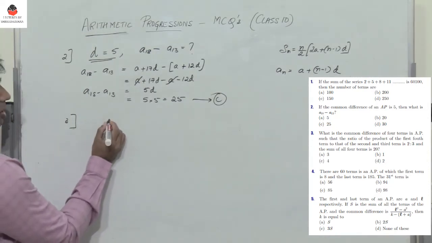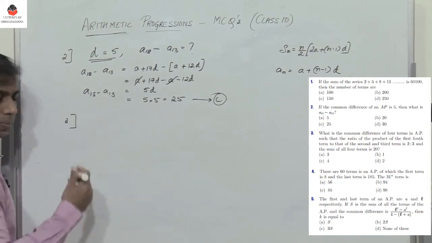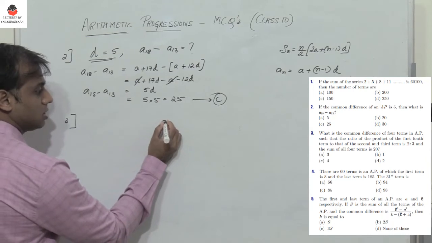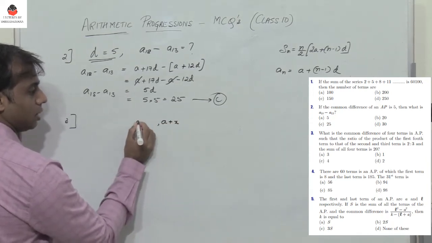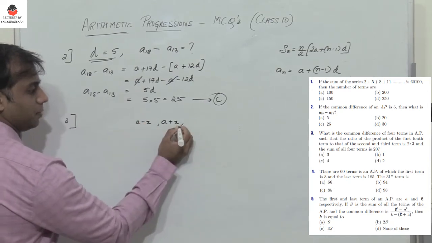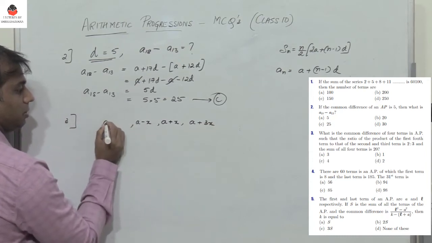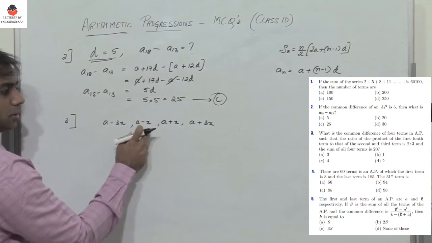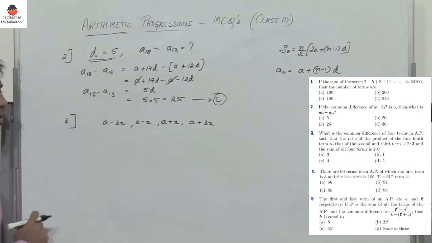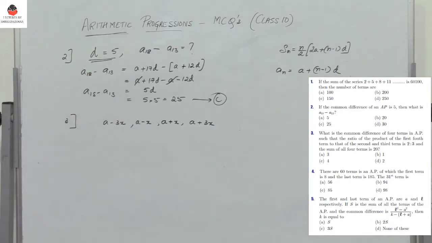So instead of considering the 4 terms as a plus d, a plus 2d and a plus 3d, what I would do is, let me consider the terms as a plus x, a minus x, and then the fourth term is a plus 3x, and here a minus 3x. So the common difference is 2x here. So when I add all these 4 terms, the term x gets cancelled and you are left with a. So it helps us to find the value of a very easily.